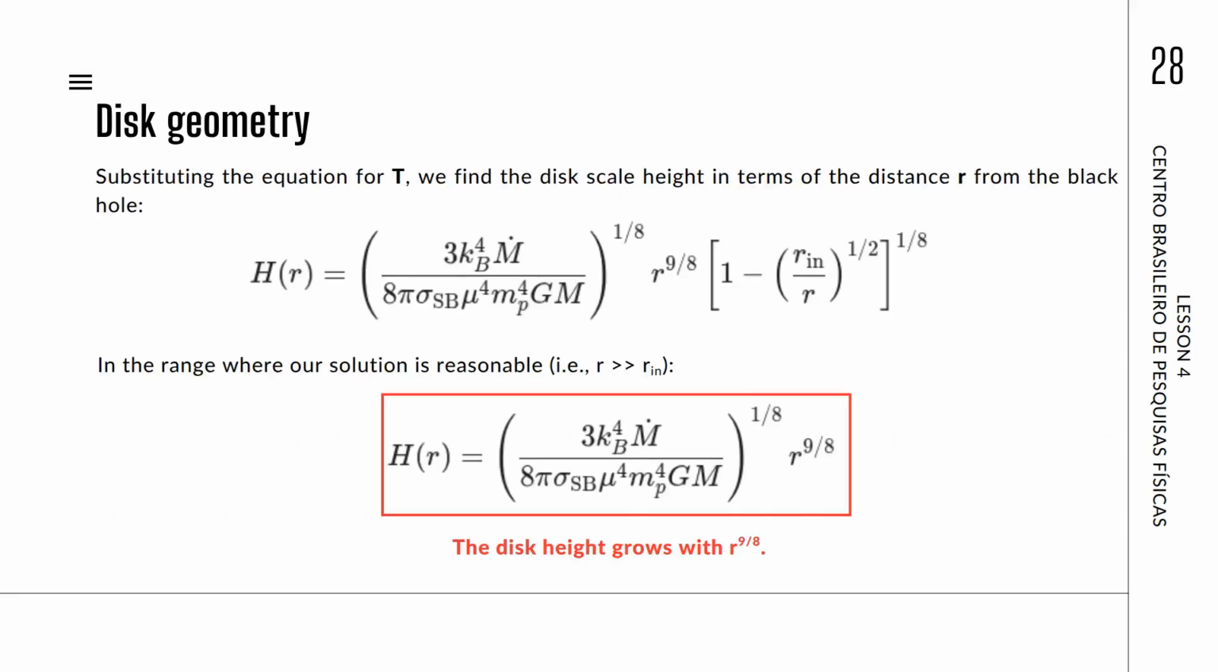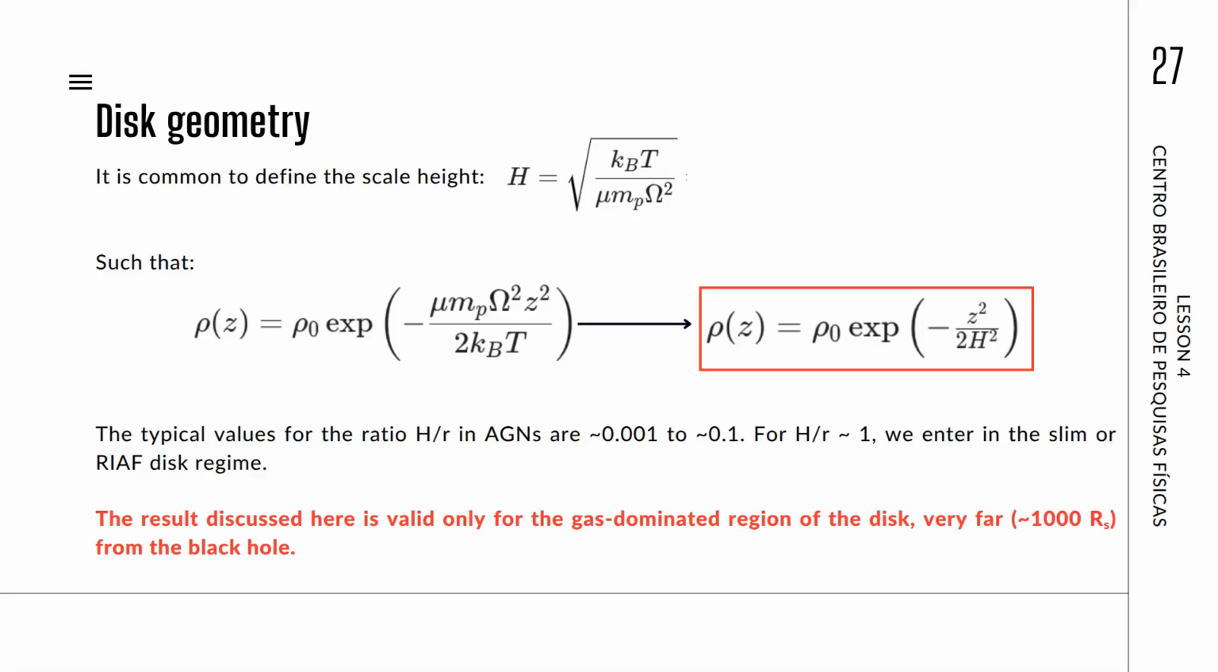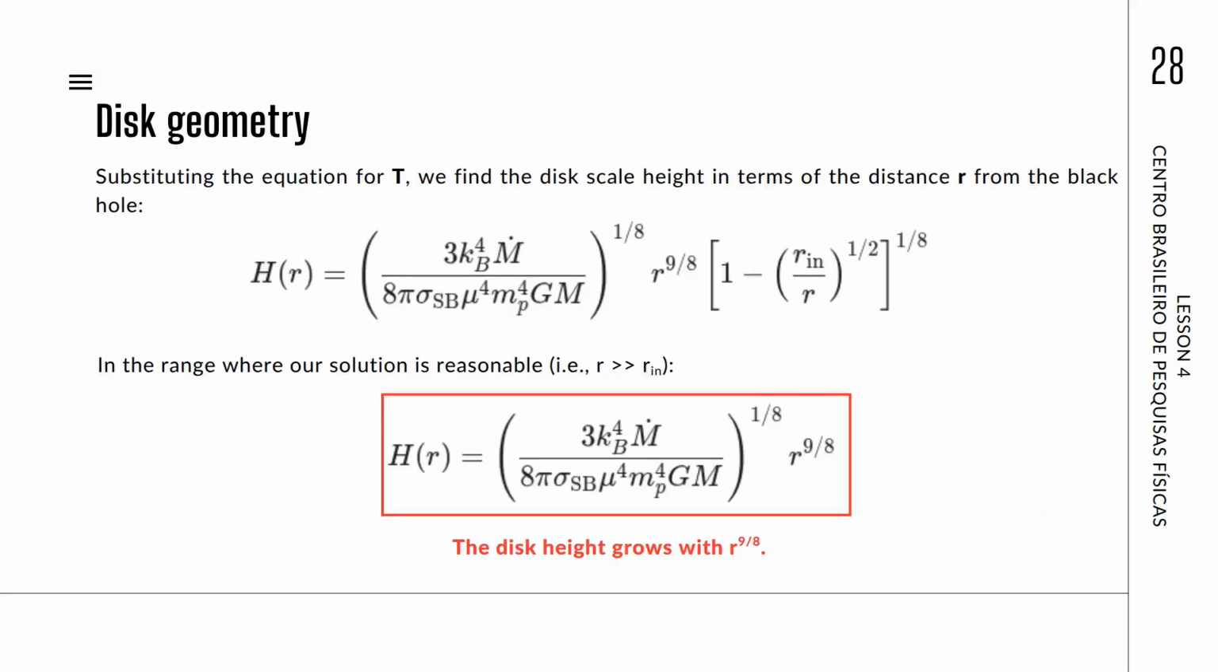Notice that the scale height depends on the temperature, no? And we have a formula for the temperature. So we can take the shape of the disk. Remember that the solution is not valid close to the black hole, so it's valid only at very large radii. So this bracket here goes to 1, okay? And then we have this formula for the scale height. This basically delineates the shape of the disk far from the black hole. So you see that the height of the disk increases with R to the 9/8.